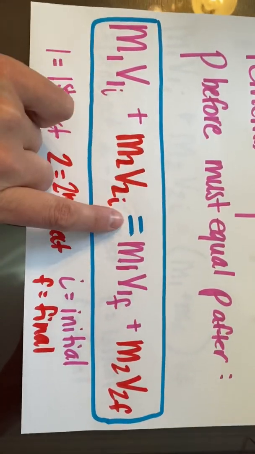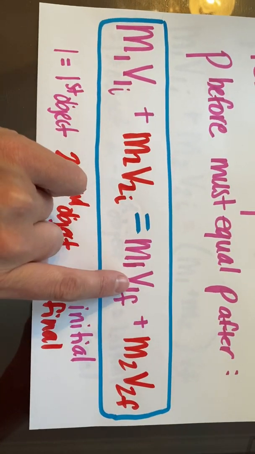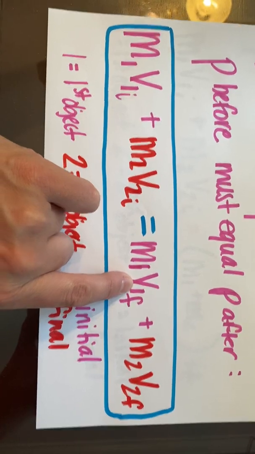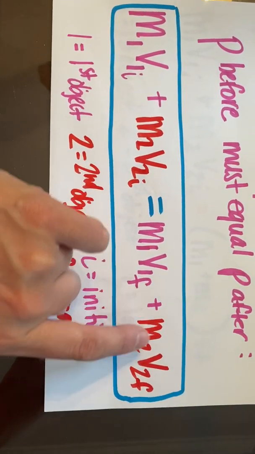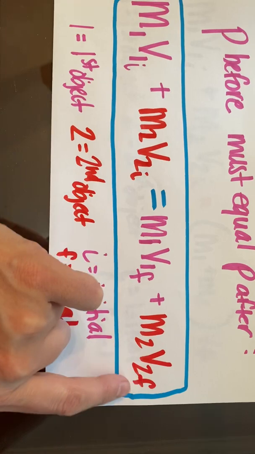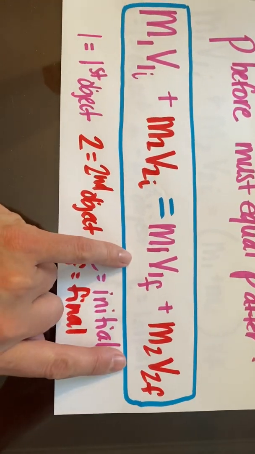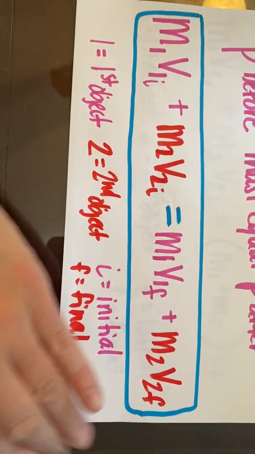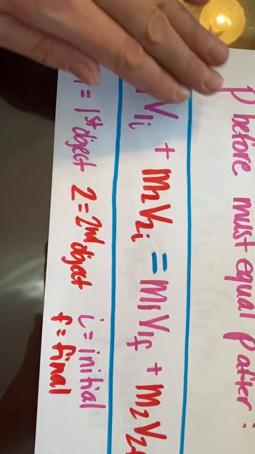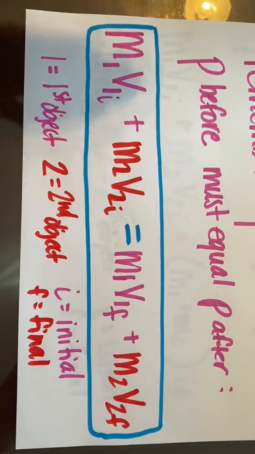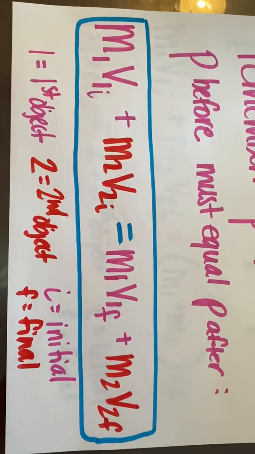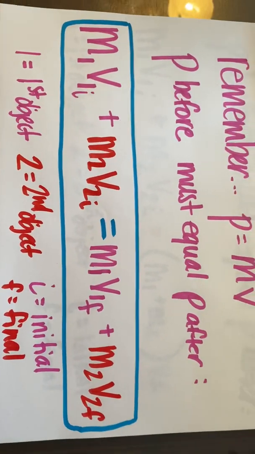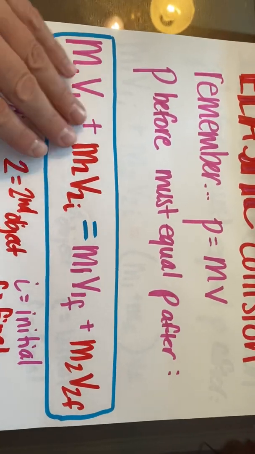Okay, must equal the mass times velocity of the first object final plus the mass times the velocity final of the second object after the collision. Before the collision, after the collision. So we simply set these two things equal to each other and we solve for whatever it is we're missing. So we may have to manipulate this equation, and I will show you an example of one.